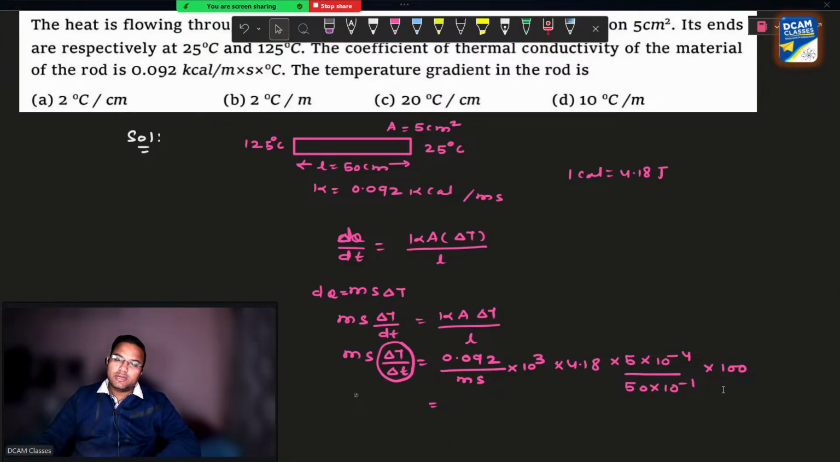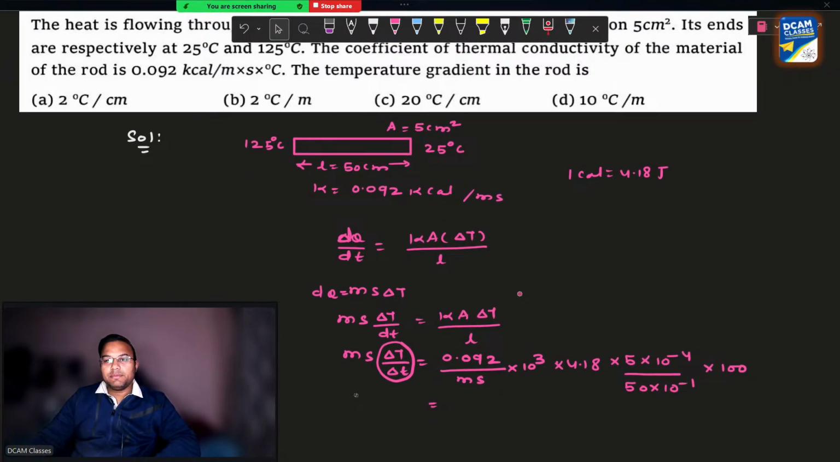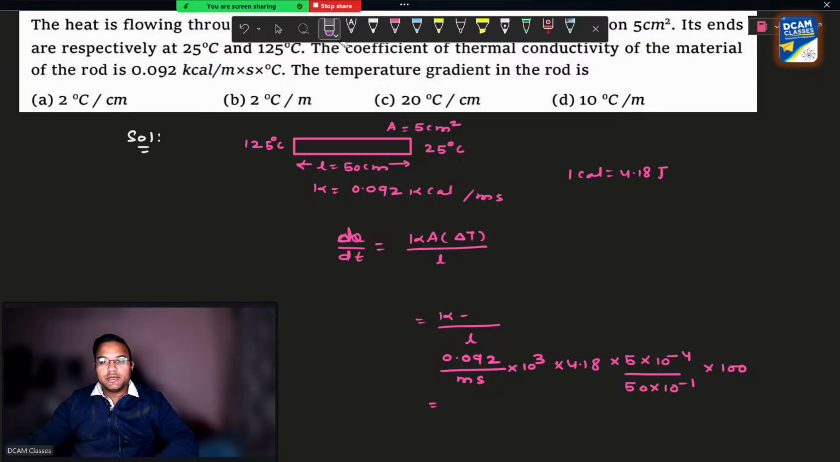Do we need to solve it like this? They have asked for the temperature gradient of the rod now, and temperature gradient is not delta T by delta T. It's the temperature difference divided per length. No, it's not at all needed. This way it is not needed to solve. We are unnecessarily complicating things.